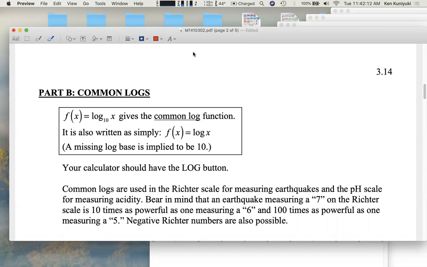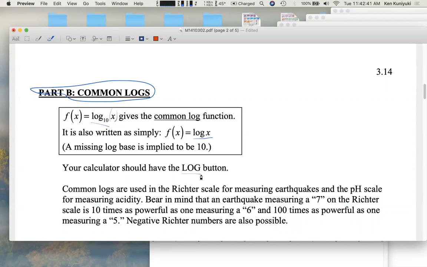All right, so there are different types of logarithms with different bases. So over here, common logs. These have log base 10. f(x) = log base 10 of x. Again, I like to put parentheses here. This gives the common log function. Now, instead of log base 10, we usually just write log(x). And on your calculator, you should see a log button, which gives us common log.